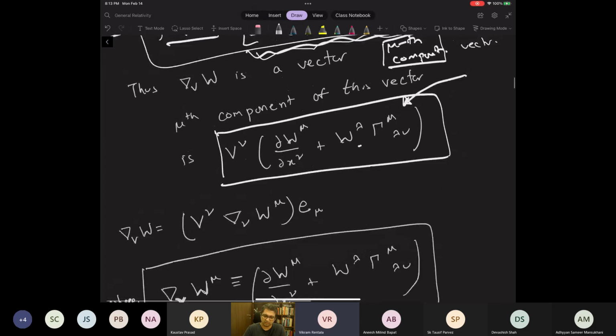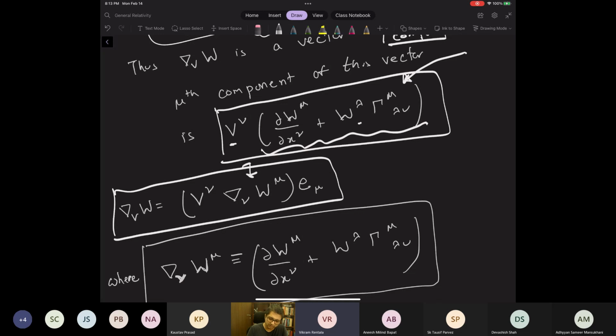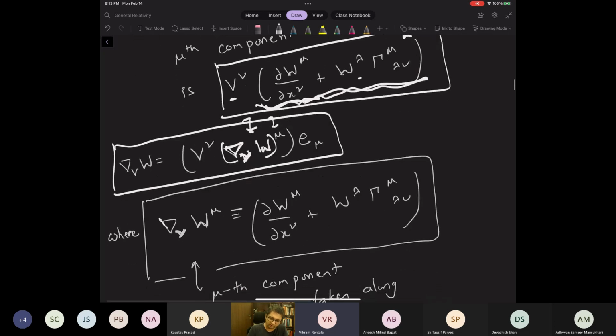Okay, so in short, we can write it like this: V^nu times, and we'll define this entire thing to be the derivative of W along the nu direction, and we're trying to find the muth component of that derivative. This is the muth component of that derivative. So in other words, we're writing it like this: del_nu W^mu.